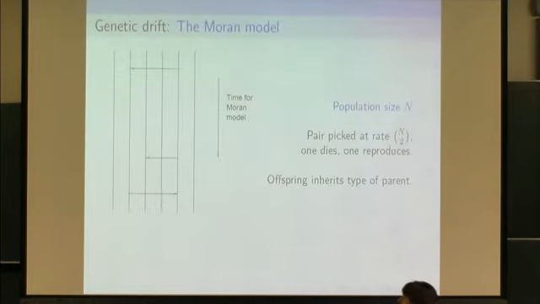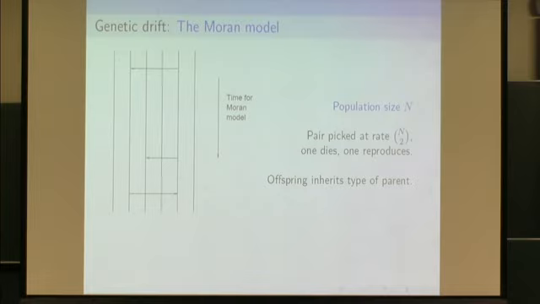Okay, so our starting point, the vanilla model, if you like, is a model of what's called genetic drift. I'm going to try and avoid using jargon, but genetic drift is the name that we give to the randomness just due to reproduction in a finite population. And the Moran model is a very, very simple model of a population which is of constant size, capital N, and all that happens is that at an exponential rate, n choose 2, a pair of individuals is picked from the population, and one of them dies, and the other one reproduces, equally likely to be either one, okay?